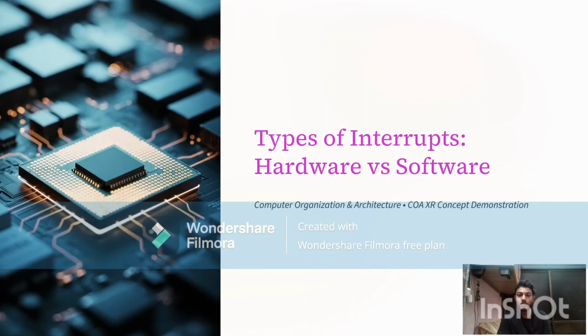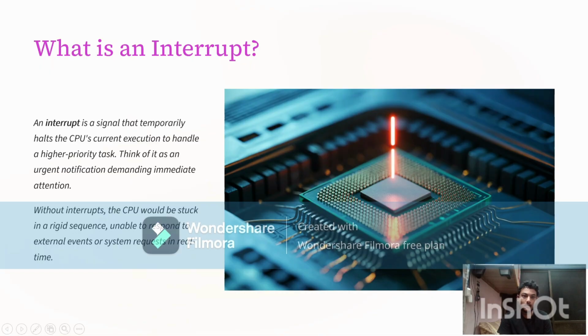Today I am going to talk about types of interrupts, that is, hardware versus software. So let's begin. What is an interrupt? An interrupt is a signal that temporarily halts the CPU's current execution to handle a higher priority task. Think of it as an urgent notification demanding immediate attention. Without interrupts, the CPU would be stuck in a rigid sequence, unable to respond to external events or system requests in real time.